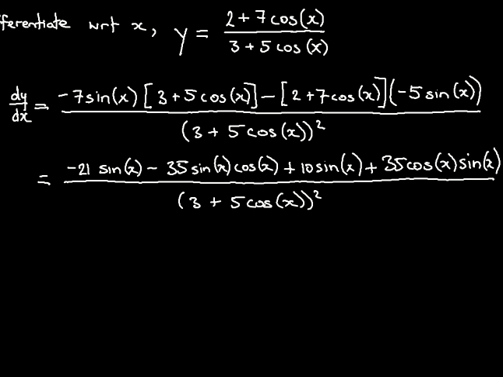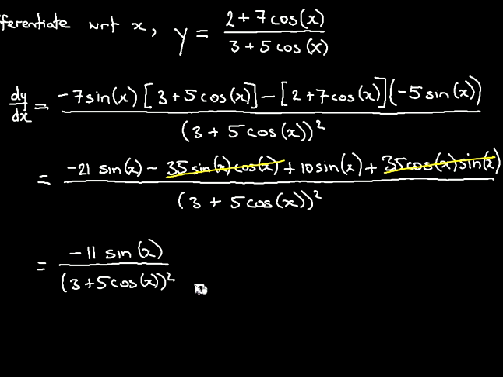Well, now we can actually do a little bit, because if you look at this negative 35 sin x cos x and this 35 cos x sin x, they're going to combine and cancel. And here we have sin x's. We've got 10 of them here and negative 21 here. So what are we going to end up with? We're going to end up with negative 11 sin x in the numerator, and it's going to be divided by (3 + 5 cos x) all squared. And now we're done.